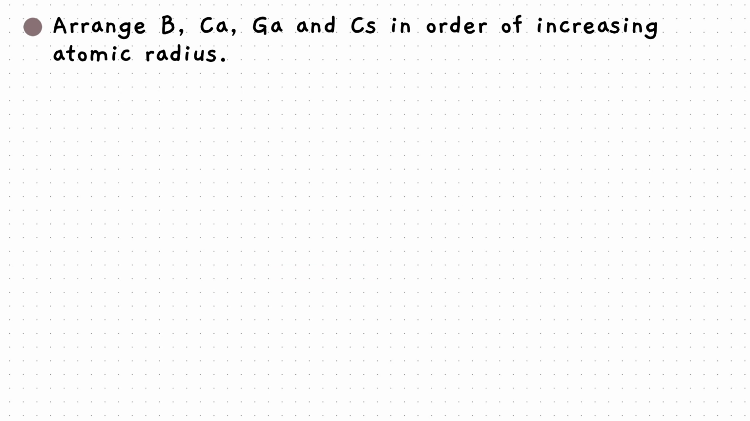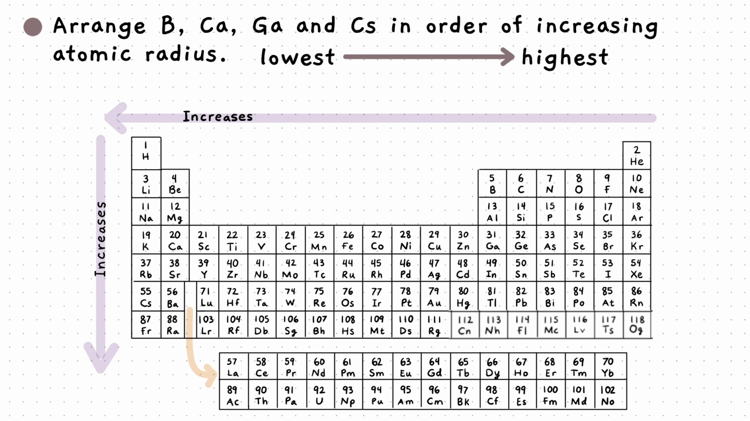Our second question asks us to arrange the following elements in order of increasing atomic radius. Recall that the trend for atomic radius is that it increases as we move from right to left across the periodic table and increases as we move down a group. To answer this question, let's start with finding all of the given elements on the periodic table. Boron is here, calcium is on this side, gallium is over here, and cesium is down here.